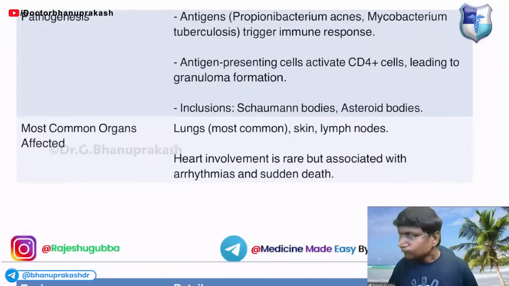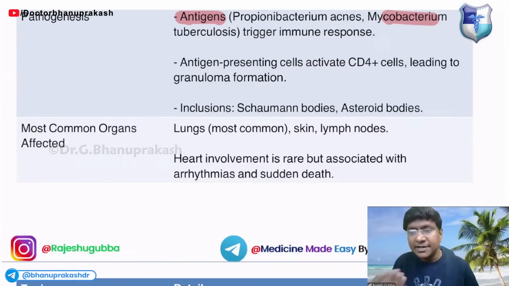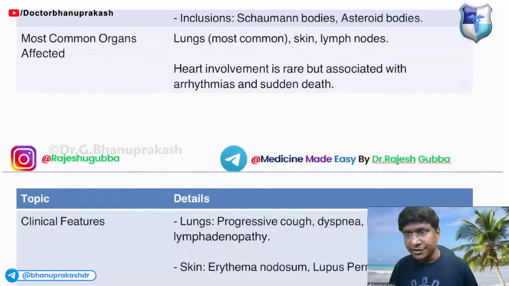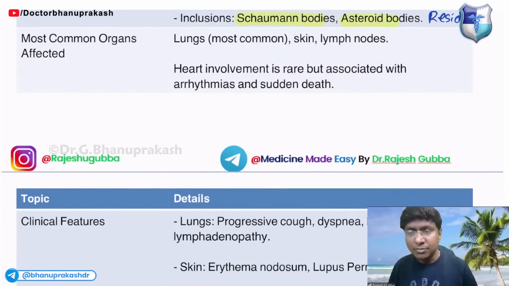What is the pathogenesis? That is, you have a trigger. What is the trigger? The trigger is Propionibacterium acnes, then Mycobacterium tuberculosis. These are the triggers, right? And these triggers will trigger the immune system and there will be immune reactivity. In these individuals, you have inclusion bodies. What are the inclusion bodies? Schaumann bodies, asteroid bodies, and one more, residual bodies.